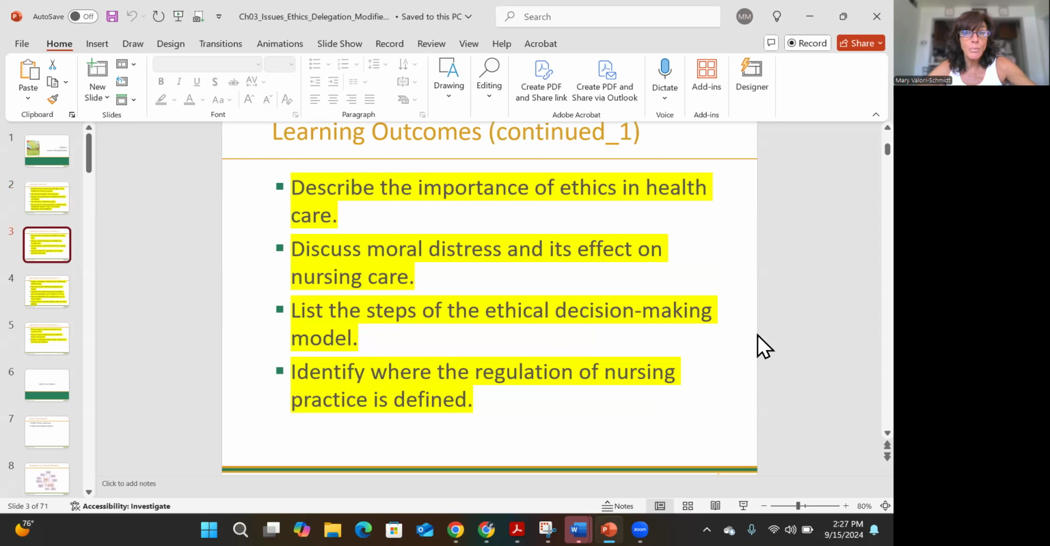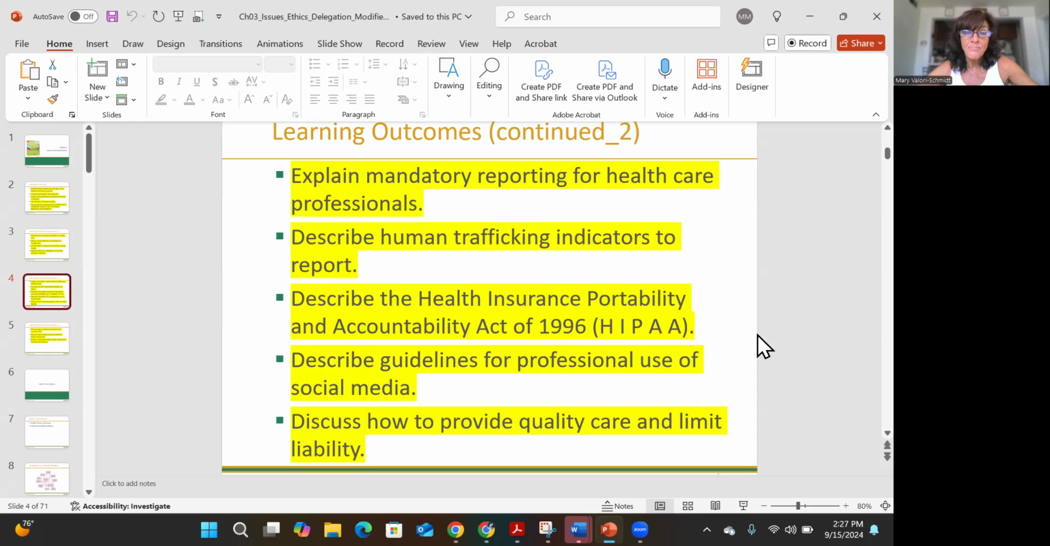We're going to describe the importance of ethics in healthcare, what moral distress is or moral fatigue, and what kind of effect it has on nursing care, the steps in the ethical decision-making model, identify who and where the regulation of nursing practice is defined, explain what is mandatory for reporting for healthcare professionals, like what you have to report to the Board of Nursing or to the Department of Health. We're going to talk briefly about human trafficking that needs to be reported.